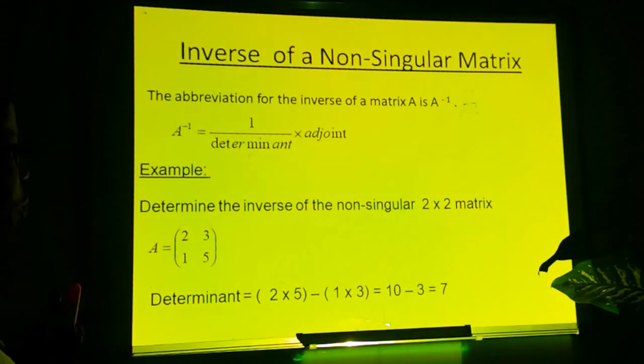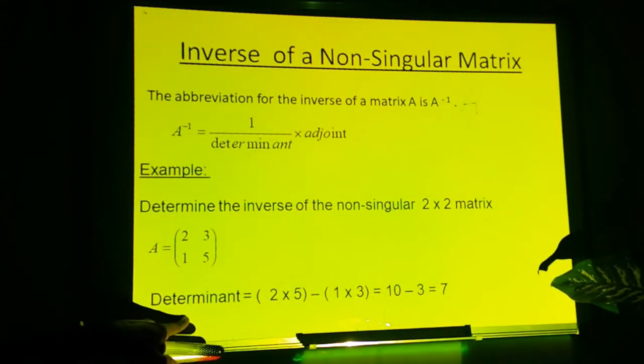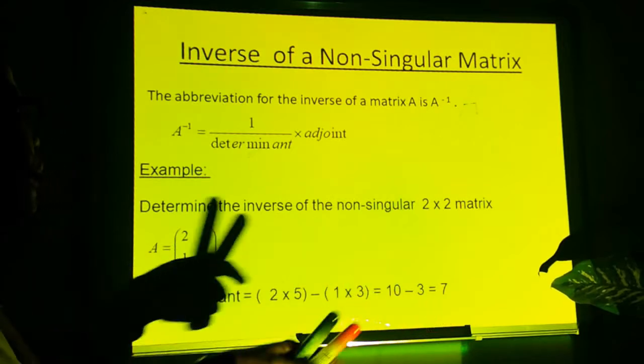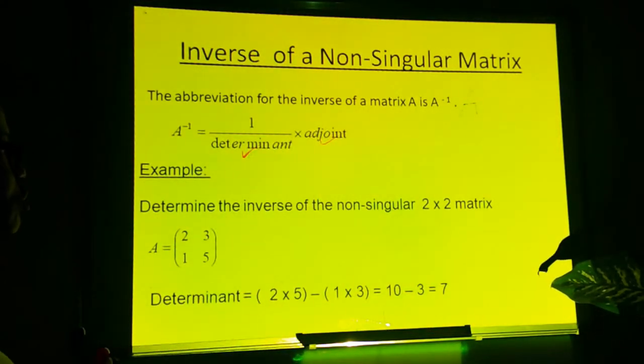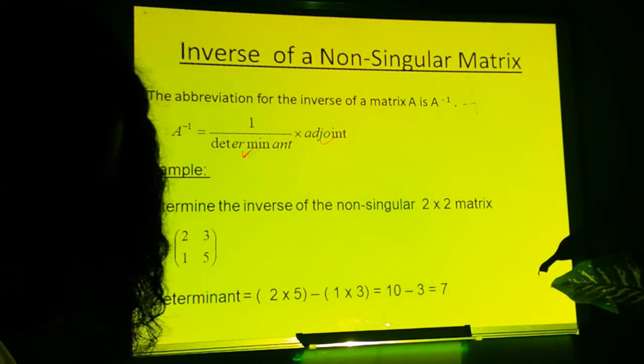So we just calculated the determinant, and our answer is 7. What do you think we need to find next? Yes, the adjoint. And how many steps do we need to use to calculate the adjoint? We just discussed it. 2 steps. Here they are.